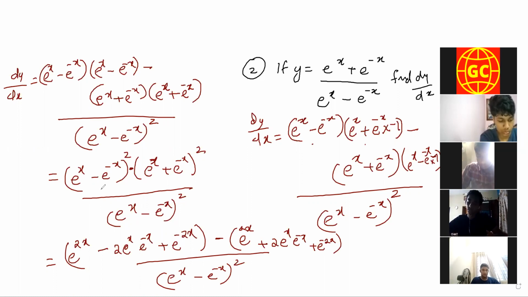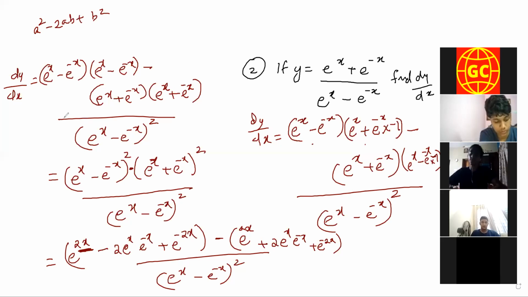A minus b the whole square. So a square minus 2ab plus b square, that is what we have applied here. So e raised to x the whole square, now that will be e raised to 2x, isn't it? Any doubt in that? E raised to x the whole square is e raised to 2x. Any doubt? No, miss. Okay.